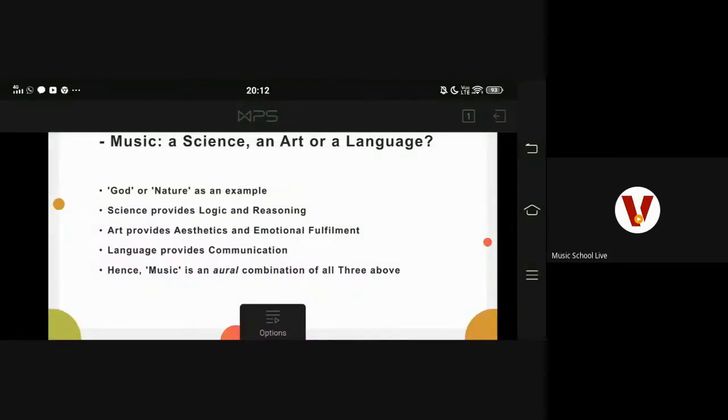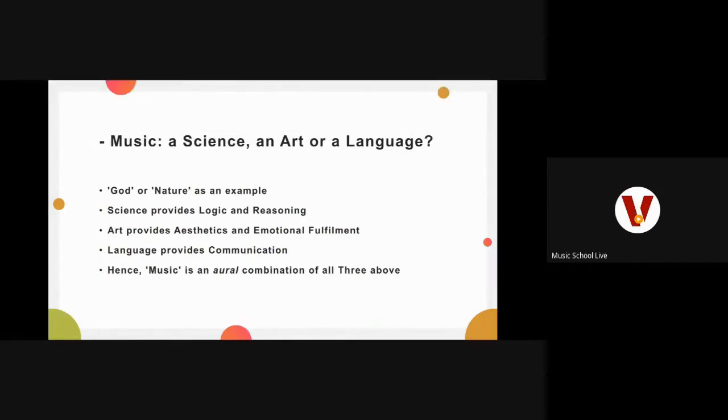Now my question is, whether music is a science or an art or a language. Firstly, what does science do? Science provides logic and reasoning. Art provides aesthetics and emotional fulfillment. And language provides communication. So what I would rather say is, when I join all three of these together, that is the logical reasoning, and emotional fulfillment, that's art, and a language through which communication is made, and when I put the whole together in oral form, that is called music.